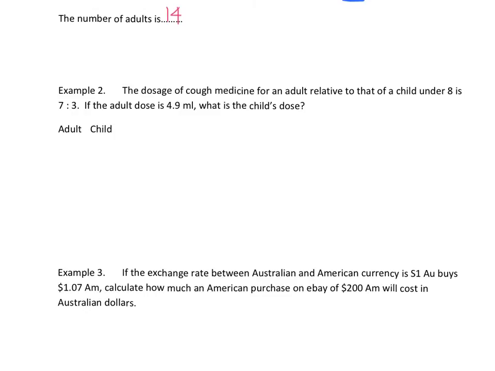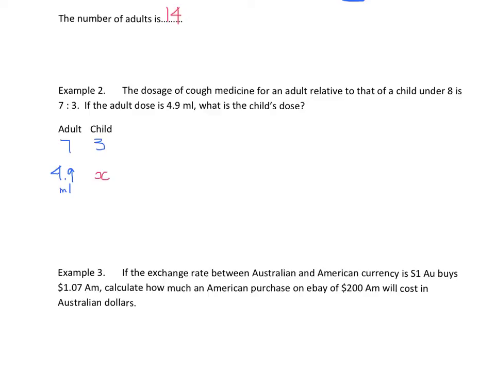Well, for this one, again, I've started off the columns for you. The adult came first this time. Adult to child is 7:3, so let's write that information down. That's the ratio, 7:3. Then we're told the adult dose is 4.9 millilitres. Just write the millilitres there. What we're looking for is the child's dose. We'll call it x. There's x.